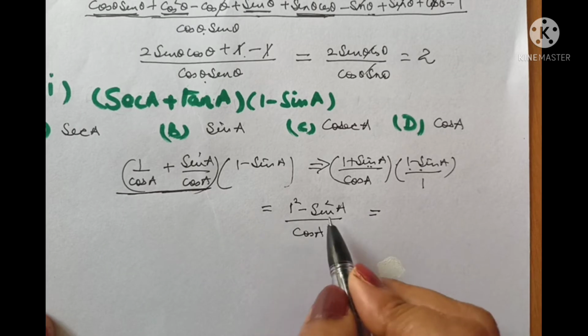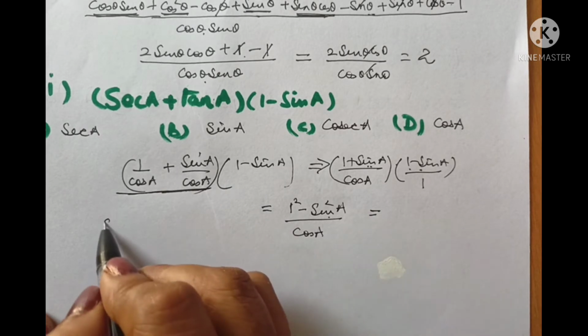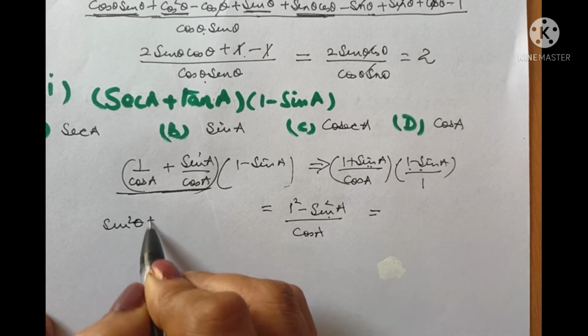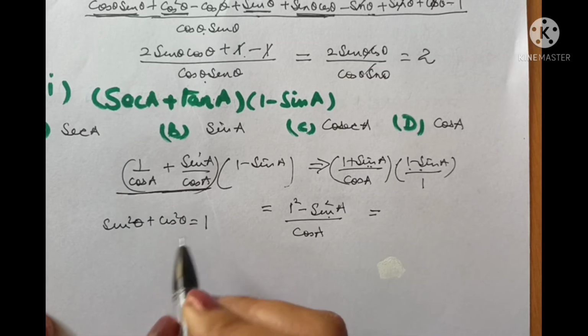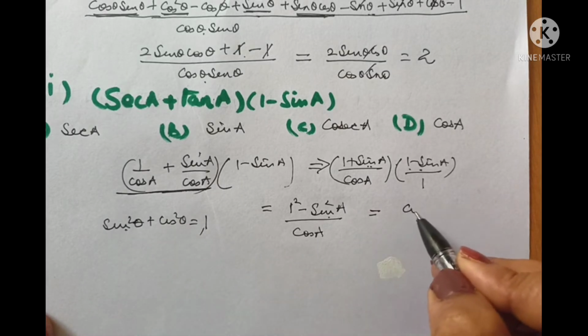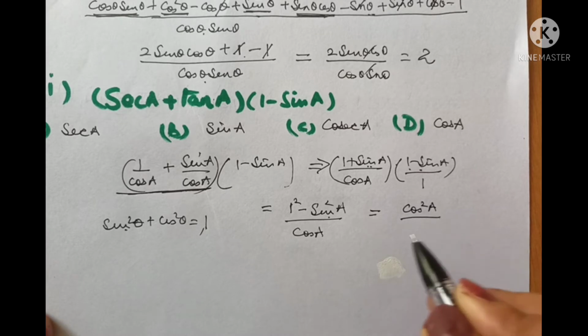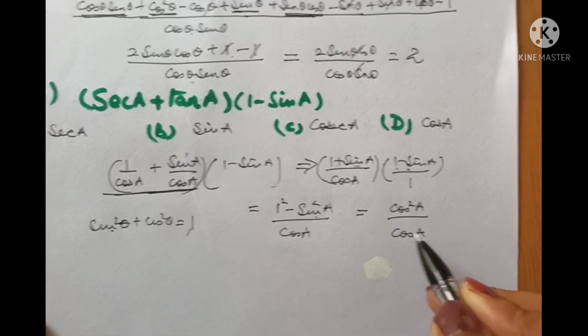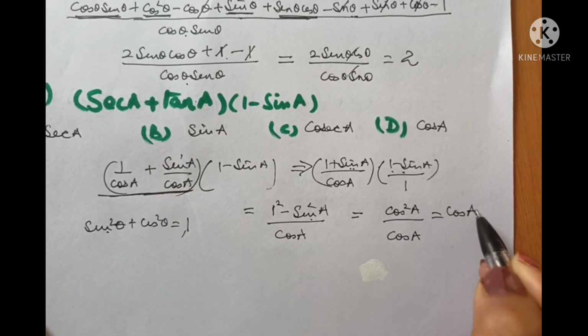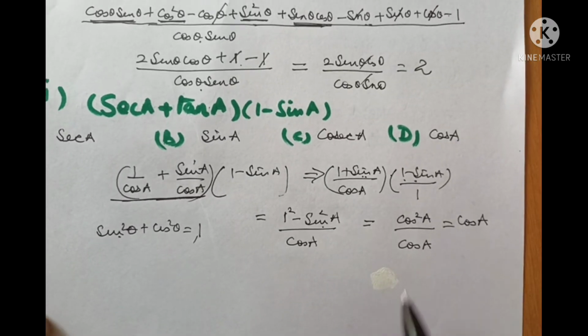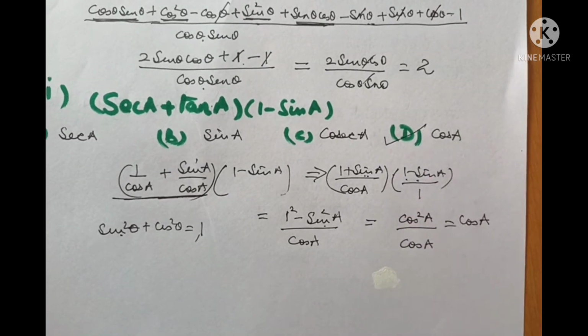And this gives you 1 minus sin square A, the identity. We know that the identity is sin square theta plus cos square theta is equal to 1. So 1 minus sin square theta is cos square theta. So this is cos square A divided by cos A. Hence I get my answer as cos A. And clearly D is the right option.